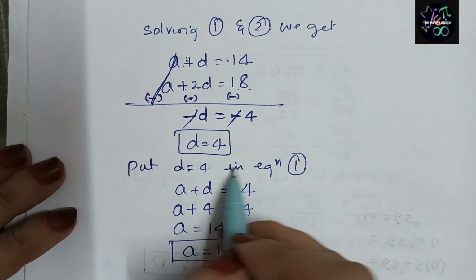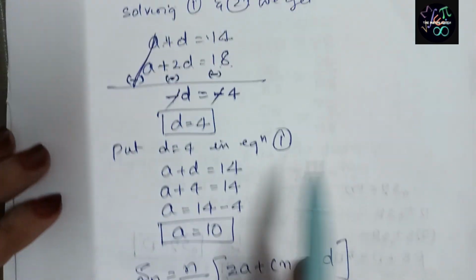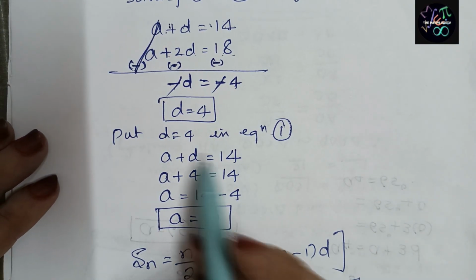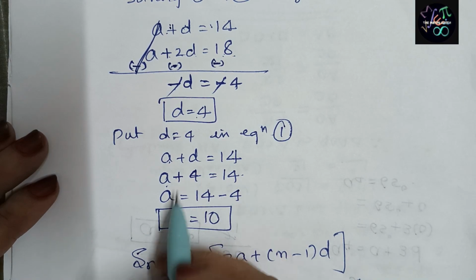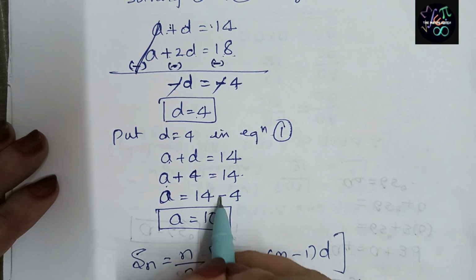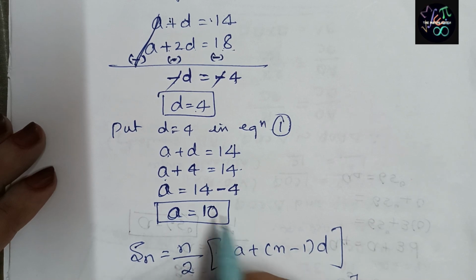Put d equal to 4 in equation 1. Any one equation we can put. I will put it in equation 1. a plus d is equal to 14. a as it is, the d value we got is 4, equal to 14. a is equal to 14 minus 4, which is 10. So the a value we got is 10.